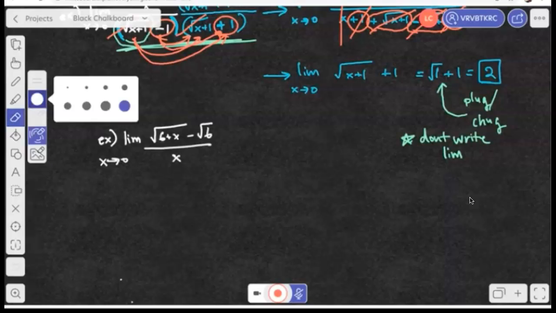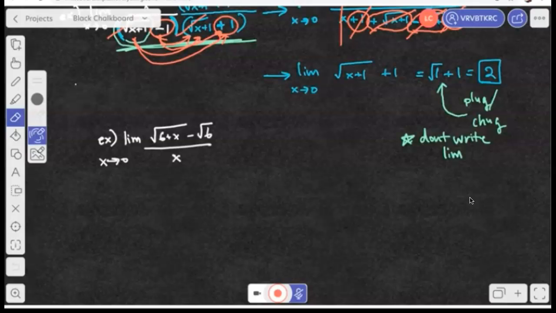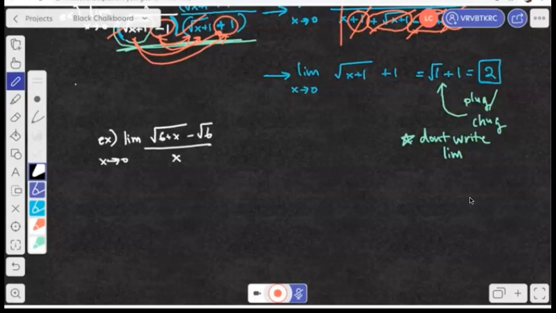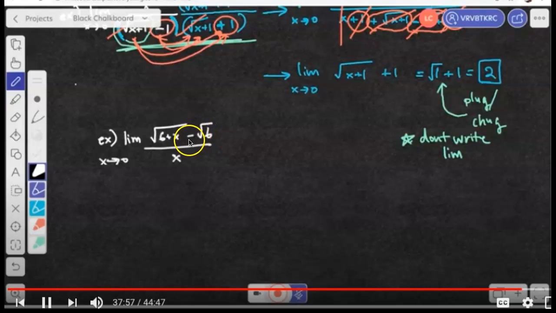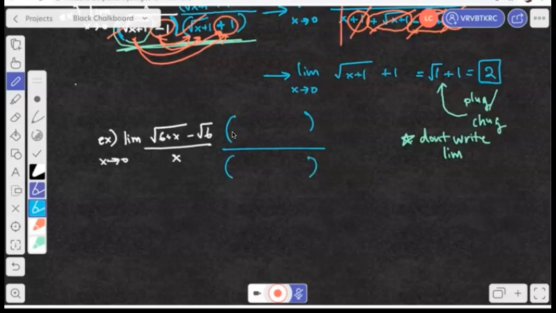So to take care of the problem, we have to be fancy with our math skills. We're going to change the look. In order to change the look, we're going to multiply by 1. How do you multiply by 1? You are going to change the numerator by changing the minus sign into a plus sign. You're going to multiply that fraction by that numerator part with the square root. But whatever you do to the top, we're going to do it to the bottom. So there it is, the multiplication. Radical 6 plus x plus radical 6. And the bottom has to be the same thing because we're multiplying by 1.